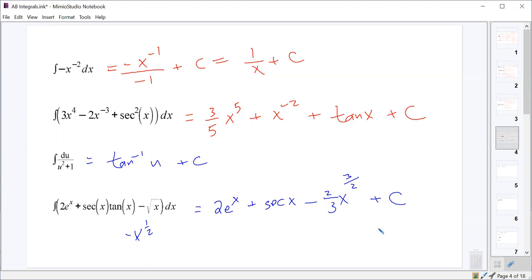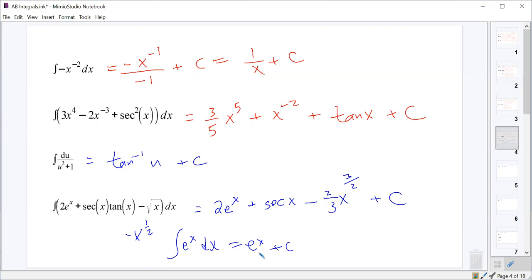Could you explain again how the integral of 2e to the x is just 2e to the x? Sure. Well, a couple things. One, just on your sheet, you should see that the integral of e to the x dx is e to the x plus a constant, right?